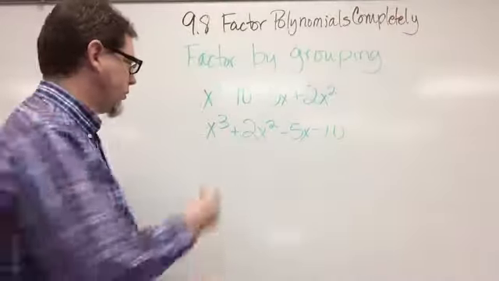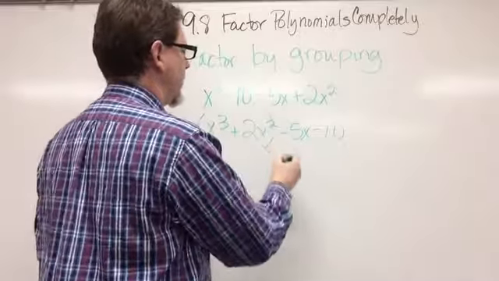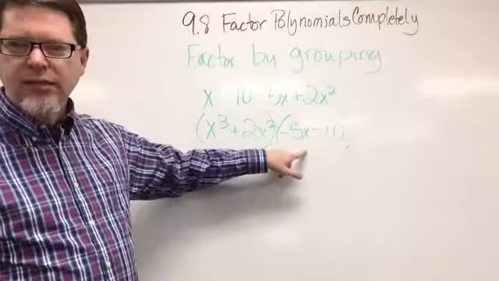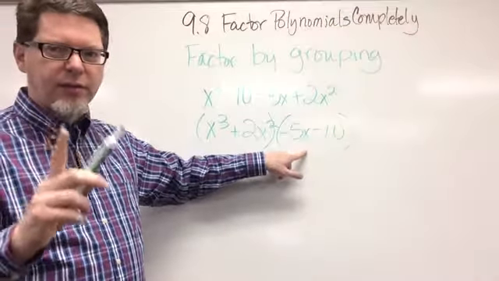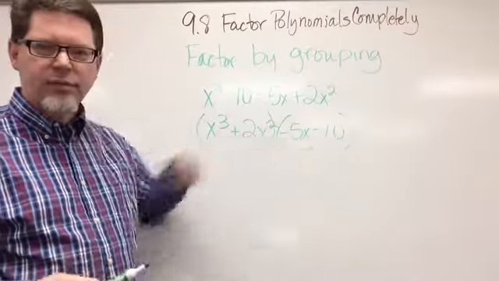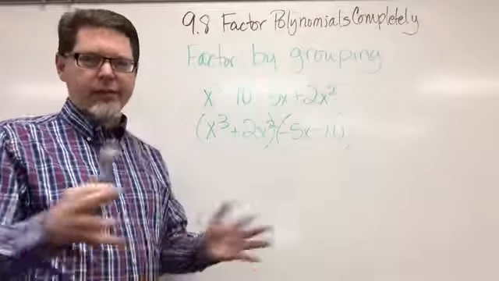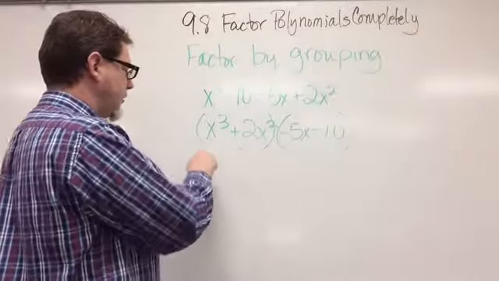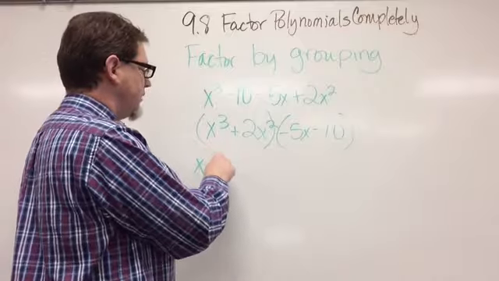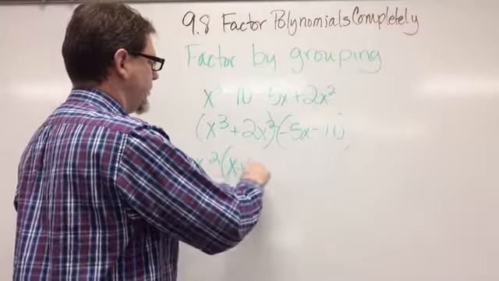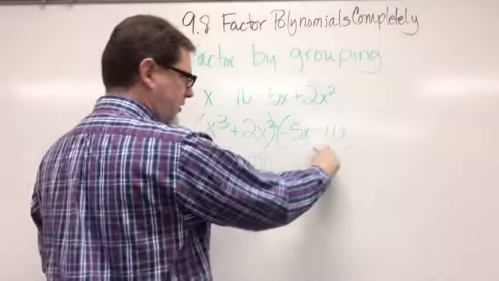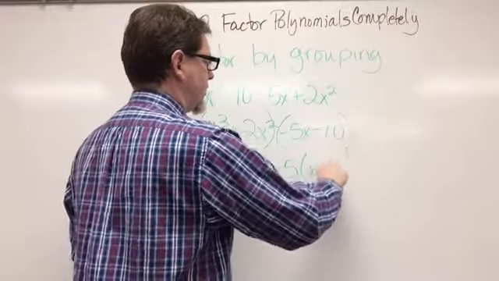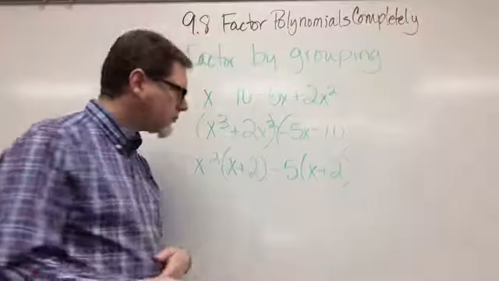Now I can group. I'm going to group the first two, and I'm going to group the last two. Notice that I'm putting the minus sign inside. That's important. If it's a minus sign, it has to go inside the parentheses. If it's a plus sign, it doesn't matter. So x to the third plus 2x squared. Again, my common factor is x squared times the quantity of x plus 2. And then I'm going to factor out negative 5 times the quantity of x plus 2.